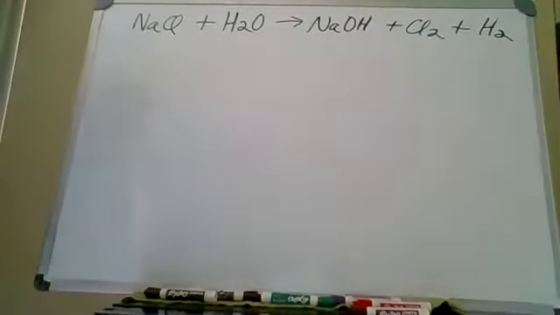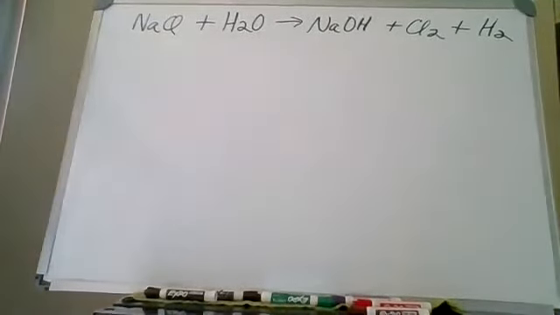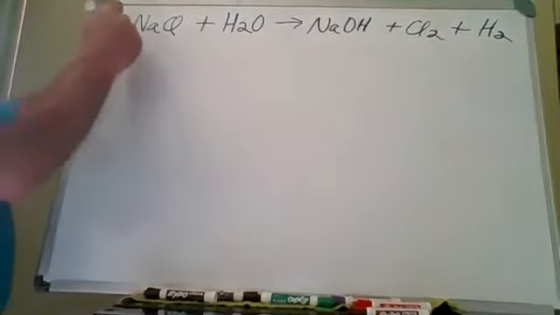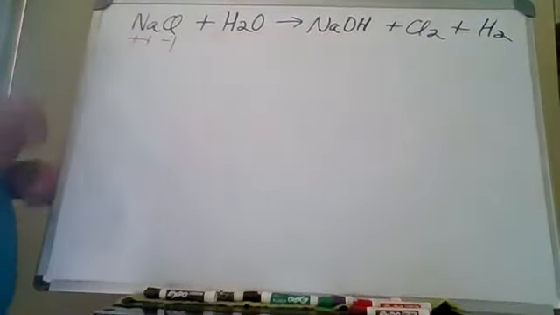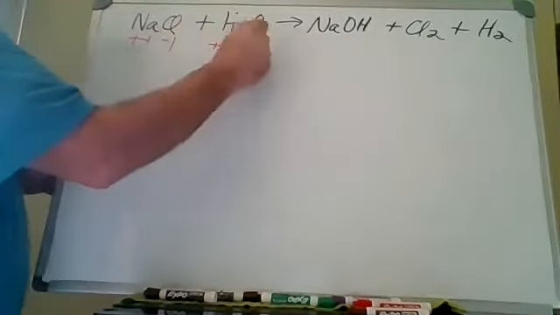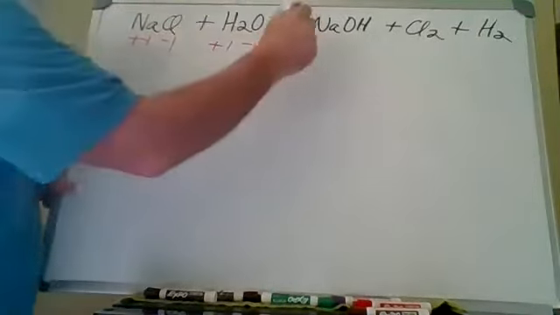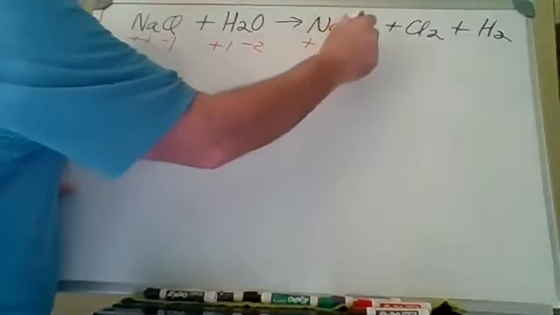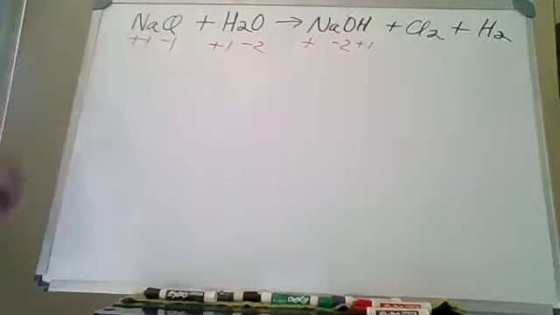Again, first step is to assign oxidation states to all of the atoms. Okay, so here we're going to have +1. This is going to be -1. We know hydrogens are +1. We know oxygen is -2. We know sodium is +1, oxygen is -2, and hydrogen is +1.